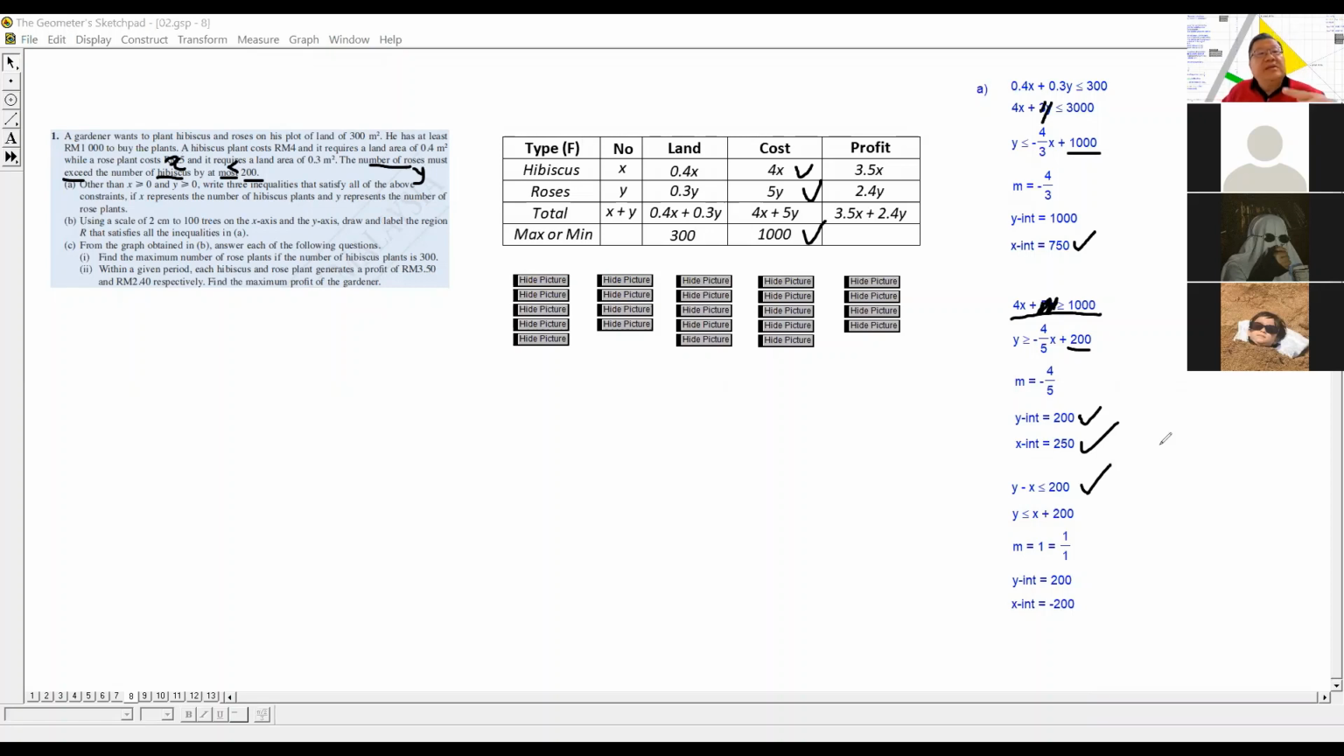Exceed means y minus x. More than this x by how many? So you want to find y more than x by how many, then you have to use y minus x. So that's how I get this y minus x less than 200. Next one, we change it to the gradient form. Gradient is positive 1, y-intercept is 200, x-intercept negative 200. Okay, how to draw the graph? We continue.